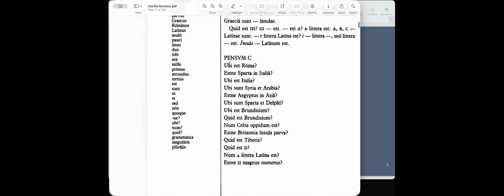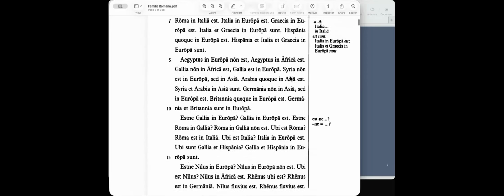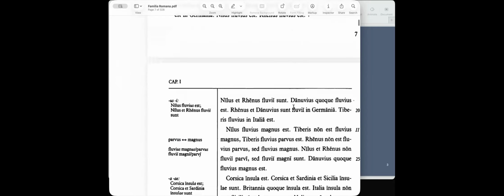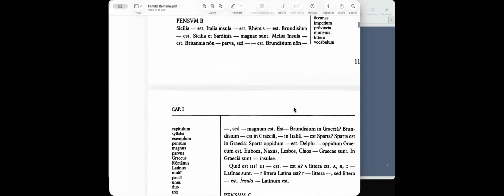And what we will do in class, I'll send out a PDF, by the way. I'm basically rehashing what I've already sent out in the email. I will send out these exercises. We will do the pensum orally in class. So I will ask you, I'll say like, ubi est Romana? And in your brilliance, you'll remember, oh yeah, there was a line here, and you'll say, Roma in Italia est. So we'll actually have a little bit of conversation going.